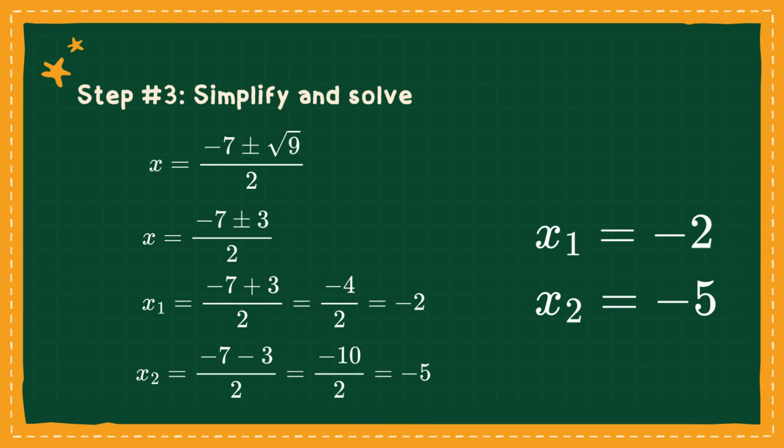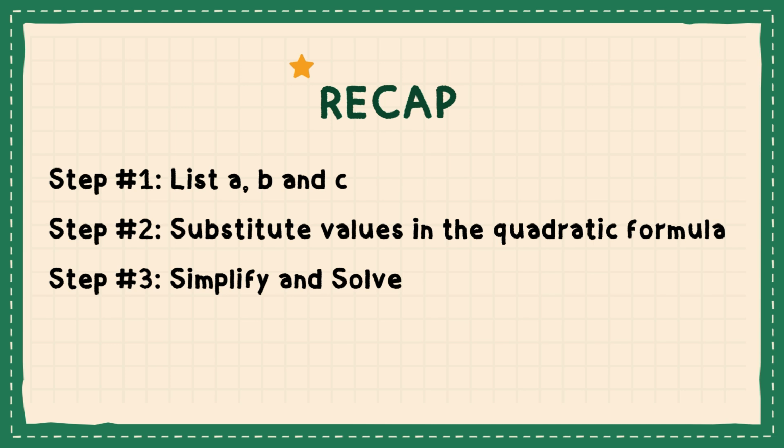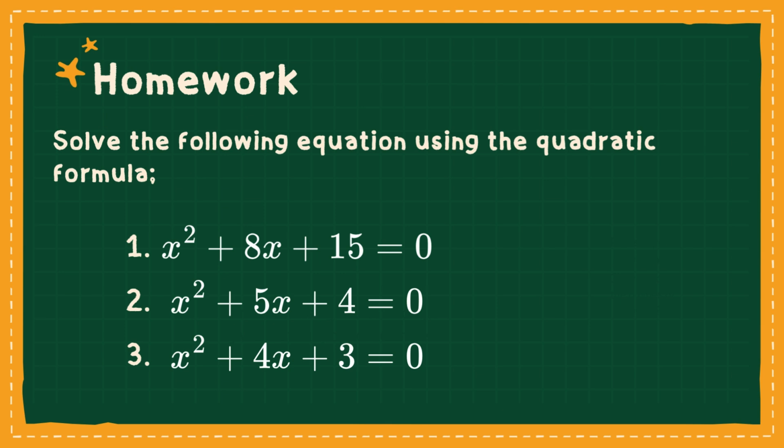Now, remember, let's recap. Step 1 in solving a quadratic equation using the quadratic formula is to list A, B, and C. Step 2, substitute the values into the quadratic formula. And then the last step, simplify and solve. Now, we're going to leave you with 3 questions to do for homework, and we're going to be doing them in our next video. So please remember, quadratic equations are very easy and math is easy.